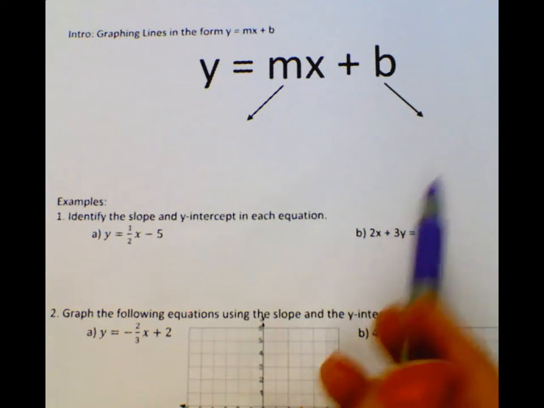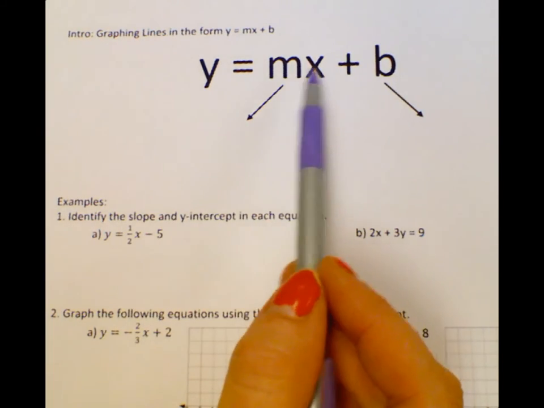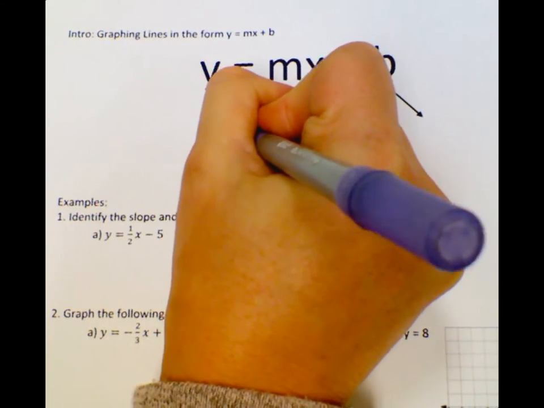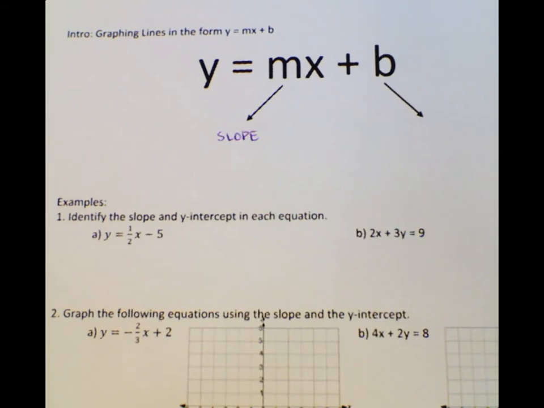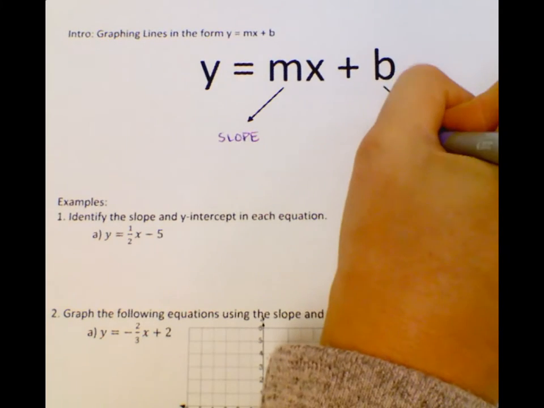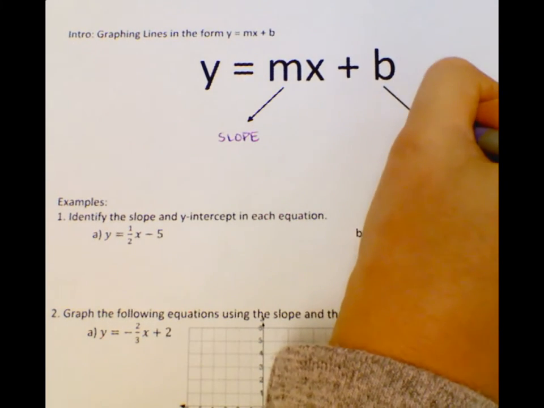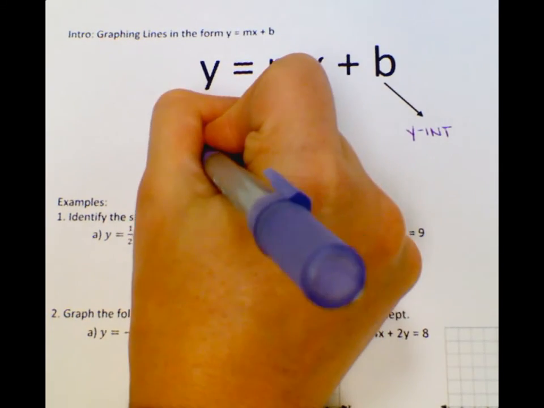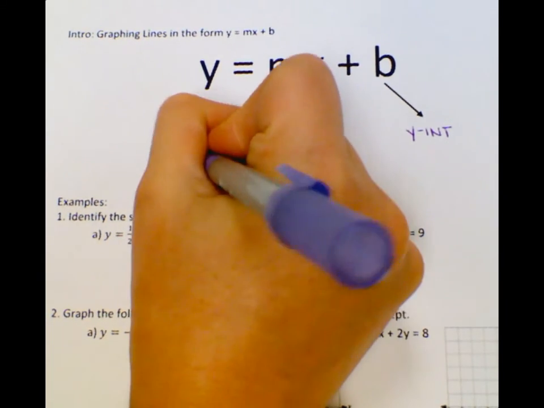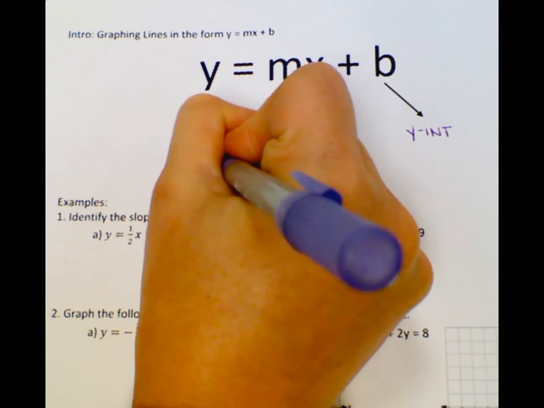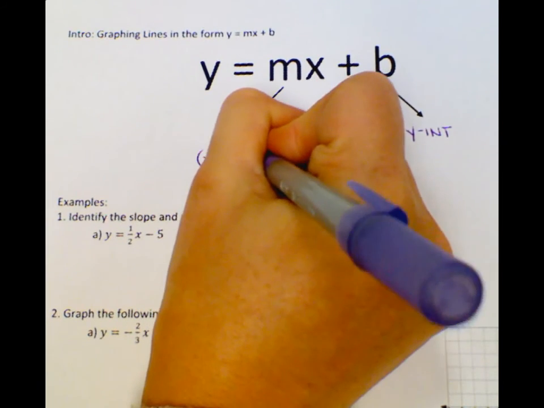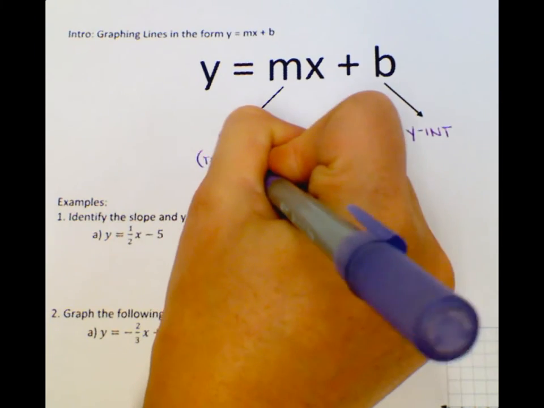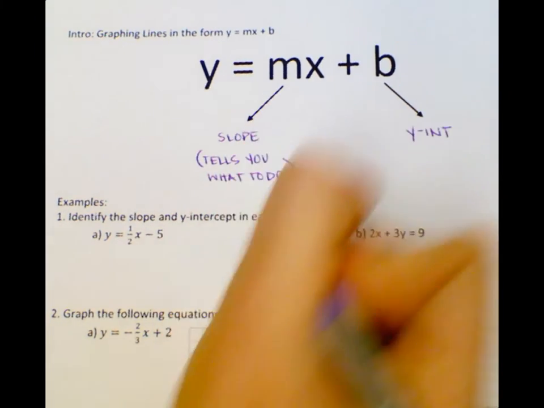So here is the general form, y equals mx plus b. This m right here is your slope. Okay, the b is your y-intercept. Now, the slope tells you what to do.